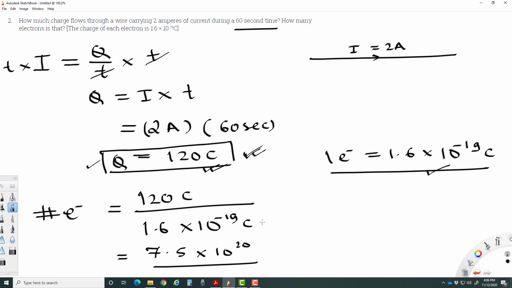Now, just a caution: when you do this math in your calculator, when you divide this 120 coulombs by that, you need to put the parentheses. Otherwise, if you don't put the parentheses, this multiplication sign will make it go on the top here. That's not what we want. We want to divide this 120 by this whole thing, so you need to put the parentheses there. So that's number 2, and let's look at number 3.